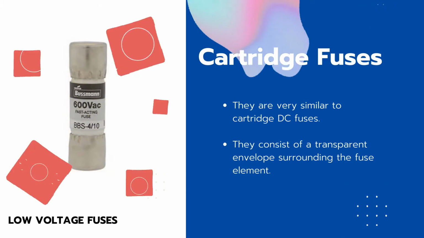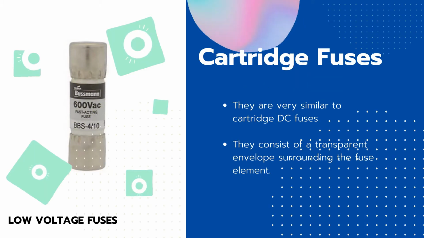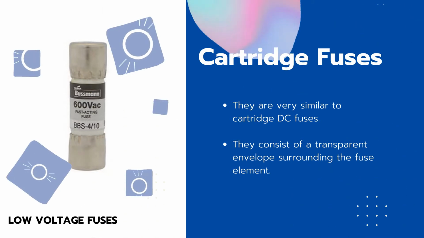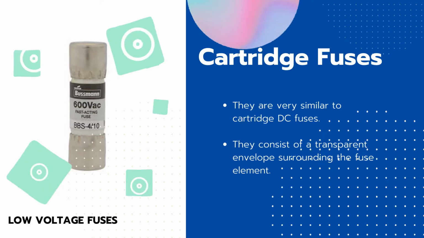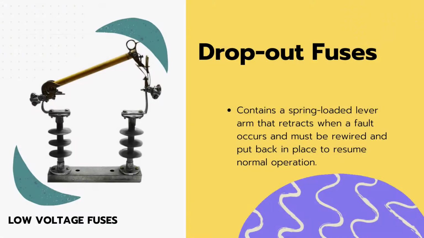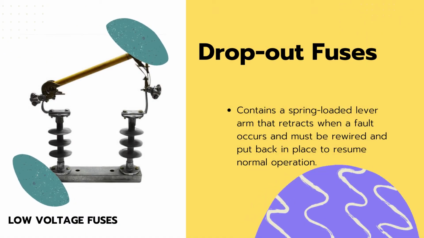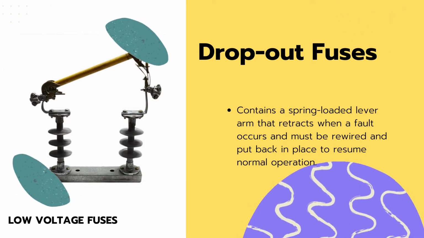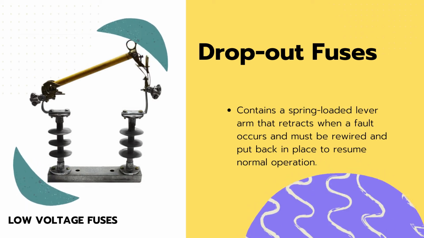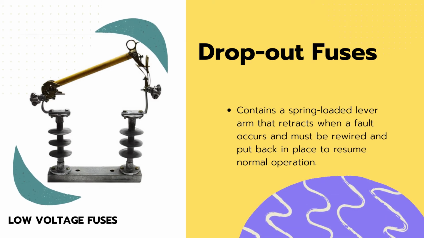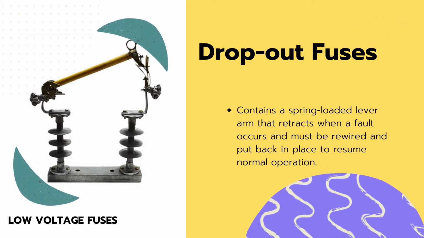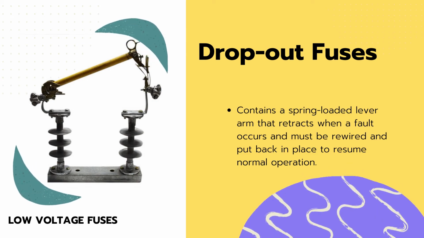The cartridge fuses. They are very similar to the cartridge of DC fuses. They can be plugged in, which is a blade type, or screwed into a fixture, which is a bolt type. Dropout fuses. They contain a spring-loaded lever arm that retracts when a fault occurs and must be rewired and put back in place to resume normal operation. They are also a type of expulsion fuse, which was tackled a while ago.